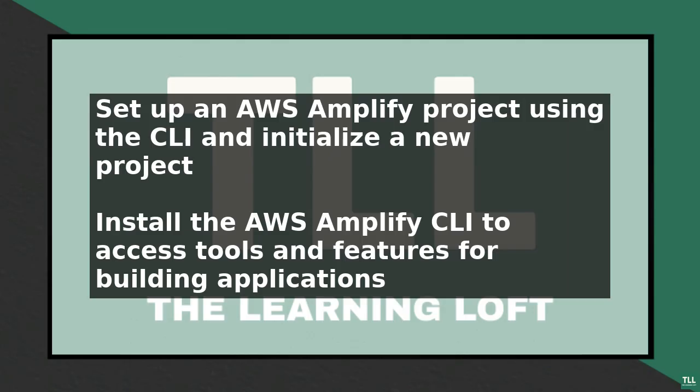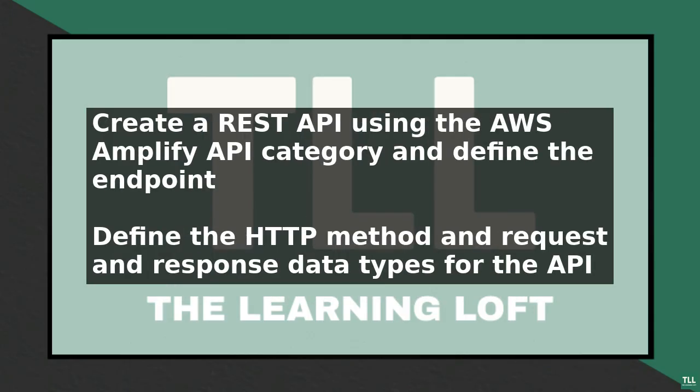First, you need to set up an AWS Amplify project. To do this, you will need to install the AWS Amplify CLI and initialize a new project. The AWS Amplify CLI provides a set of tools and features that make it easy to build and deploy scalable applications. Next, you need to create a REST API.